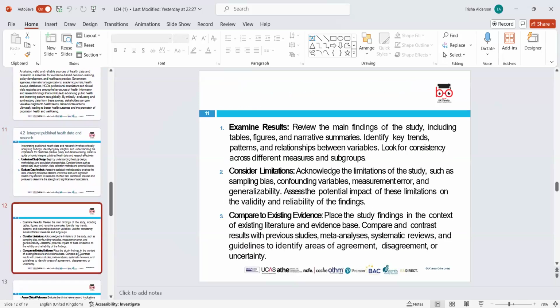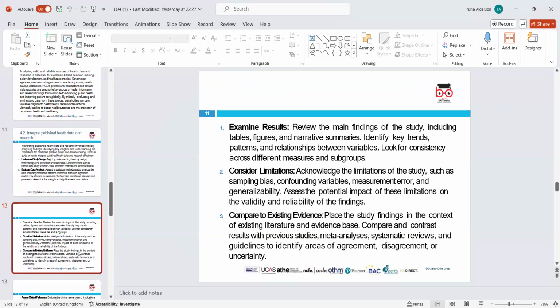In order to examine results, we have to review the main findings of the study. So we look at any tables that they produced, any figures, and also read the narrative summaries. You need to identify key trends. What patterns did they have? What was the relationship between the variables? You need to look for consistency across the different measures and the subgroups.